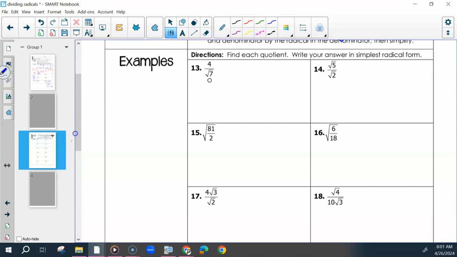I'll start with this one. If I were to rationalize this, how would I do that? How would I get the radical out of the denominator? Multiply by 7, not just 7, but the square root of 7. So we have 4 times the square root of 7 over the square root of 49. And that would simplify to 4 times the square root of 7 over 7, which cannot be simplified. And that would be our final answer.